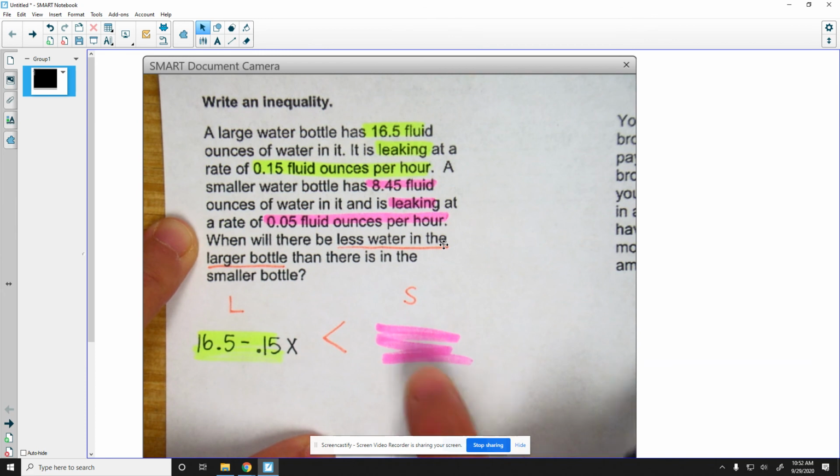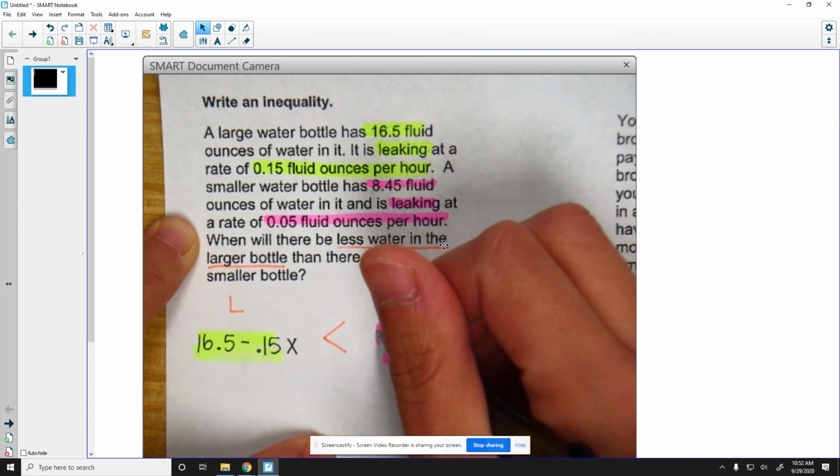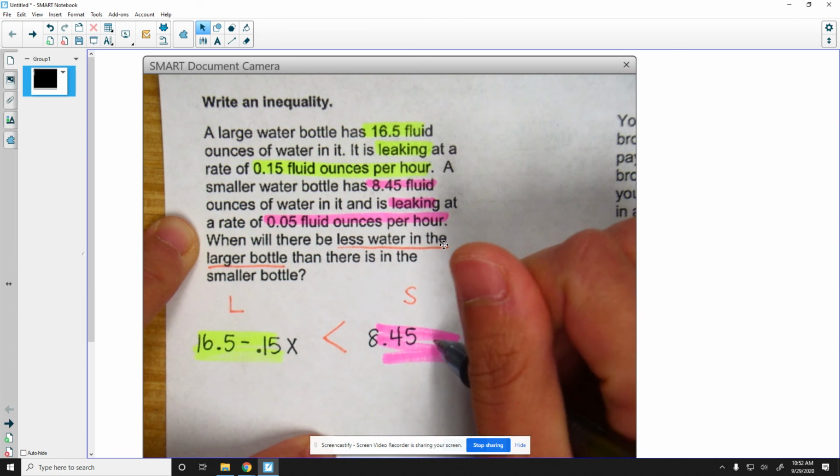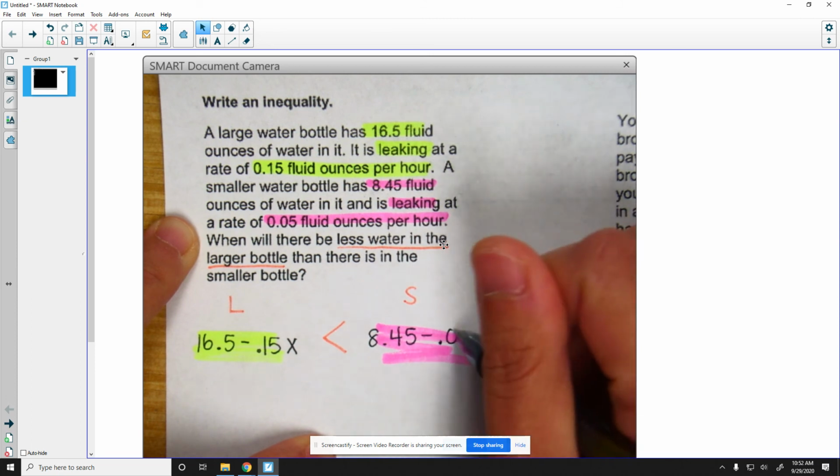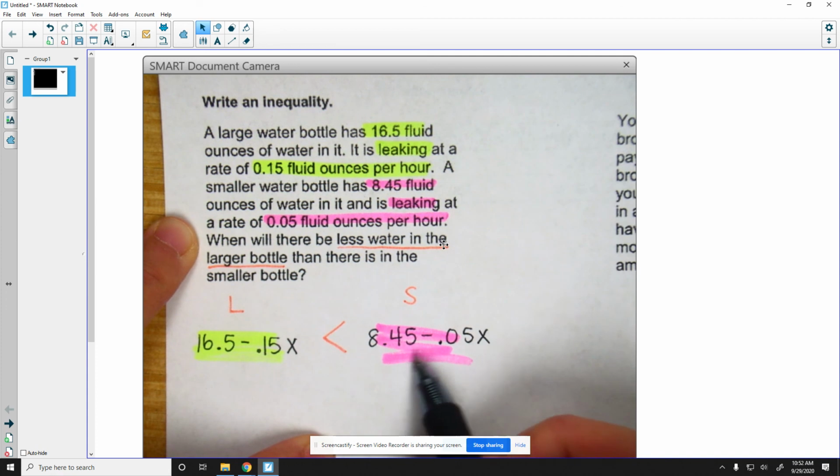Okay, Taylor, go for it. 8.45 minus 0.05. Good. 8.45 leaking. Leaking means minus 0.05x.